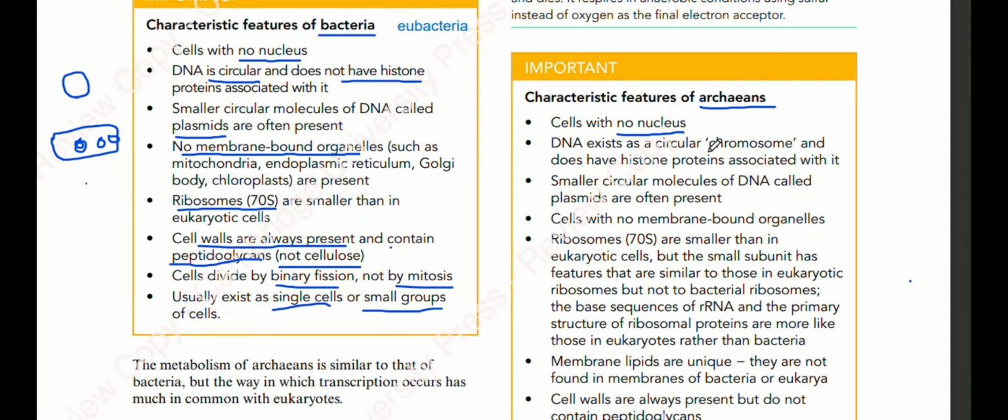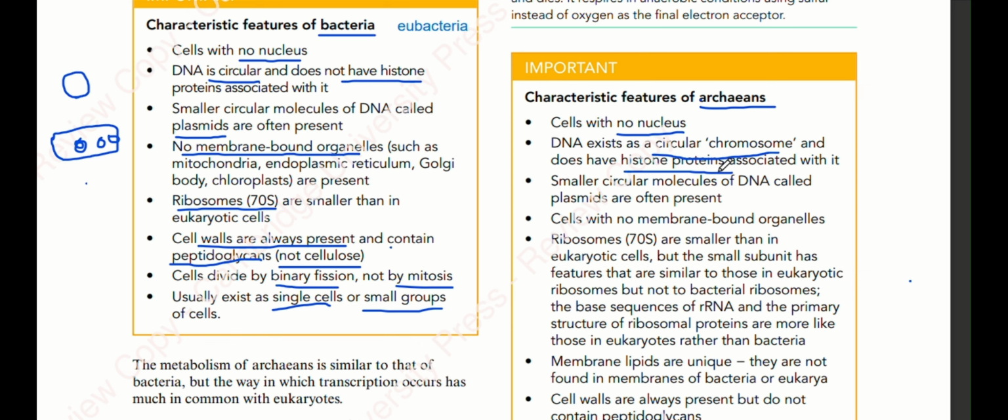DNA exists as a circular chromosome and does have histone proteins associated with it. So it's DNA as a circular chromosome, and it has histone protein associated with it. This is the characteristic property which is not matching with bacteria. So histone is present in archaeans, which is actually needed for the packaging of the DNA. It means the circular DNA of archaeans does need histone proteins for packaging.